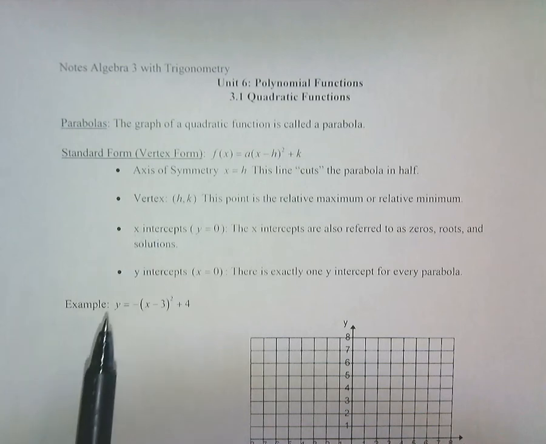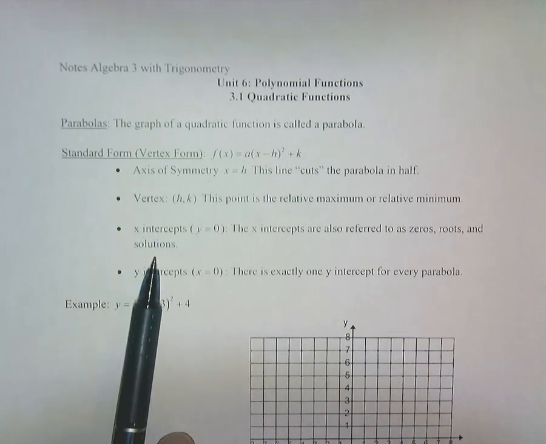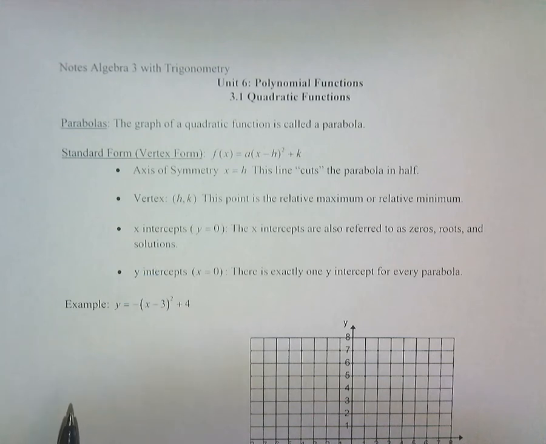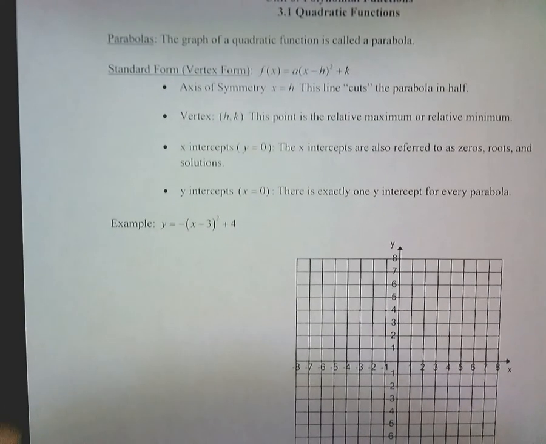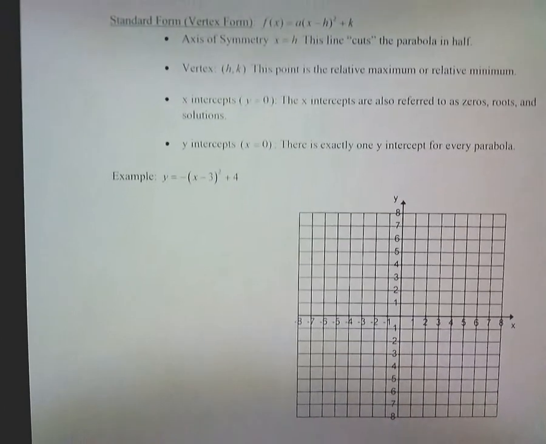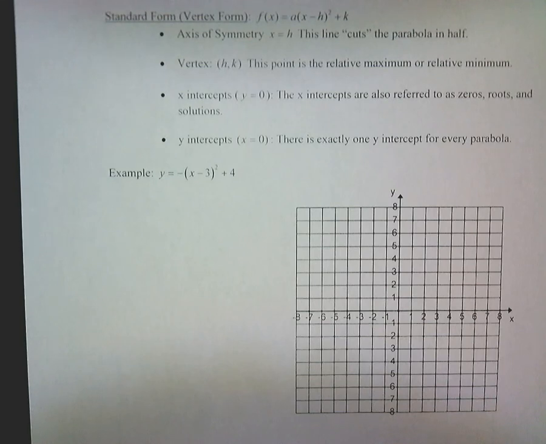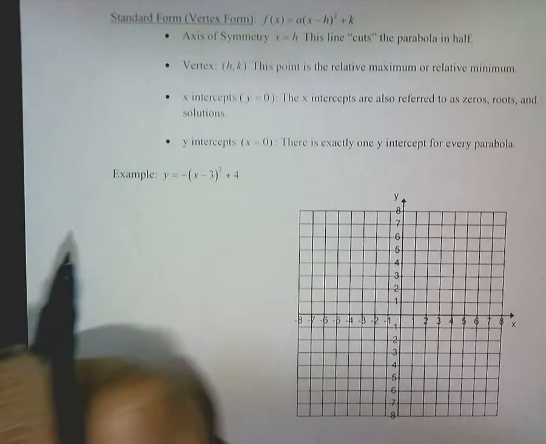The other key points that we look at with this are x-intercepts. We also refer to them as zeros, roots, and solutions. And the y-intercept, which doesn't have any special name, we find when x equals 0. So I'm just going to go through this example and go through every part of this. So the axis of symmetry is the first thing I'll find.